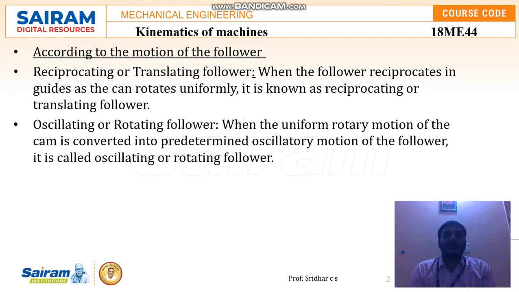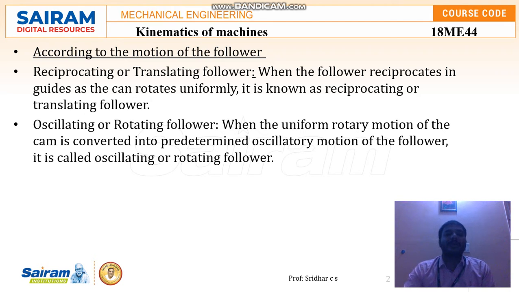An oscillating or rotating follower is one where the uniform rotary motion of the cam is converted into a predetermined oscillatory motion of the follower. Whenever the uniform rotary motion of the cam is converted into predetermined oscillatory motion of the follower, we consider it an oscillating or rotating follower.